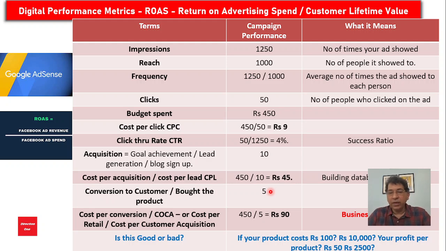And what is cost per retail? Five people purchase the product. 450 rupees is what I spend in a day. 450 divided by 5, 90 rupees is my CPR, which is cost per retail, or COCA.